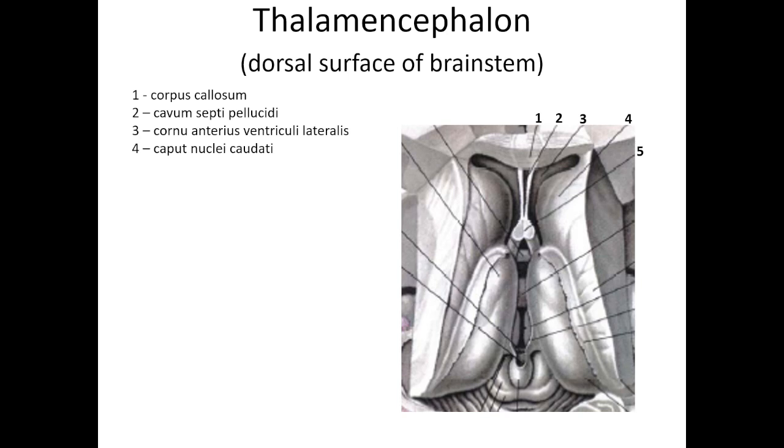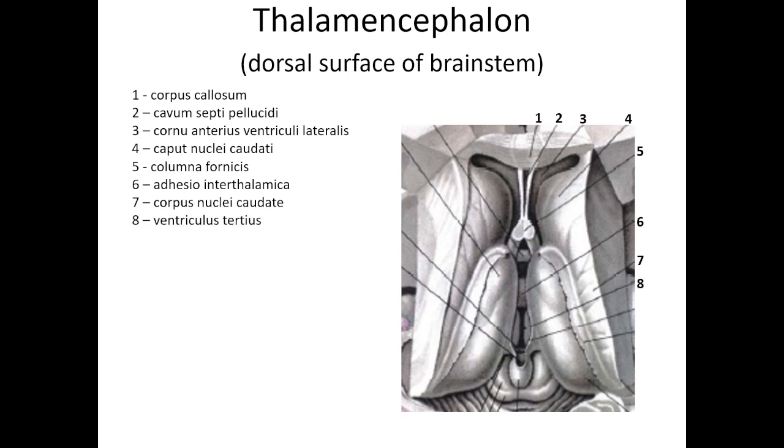Number 5 is columna fornicis, structure which belongs to telencephalon. Number 6, adhesio interthalamica, the structure which connects thalamus between each other. Number 7, corpus nuclei caudati. Number 8, ventriculus tertius.